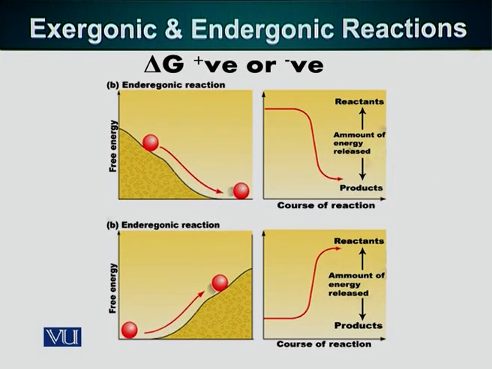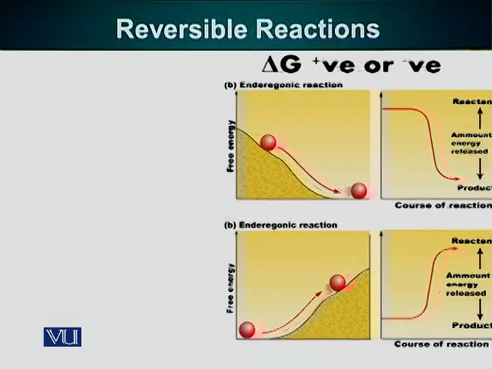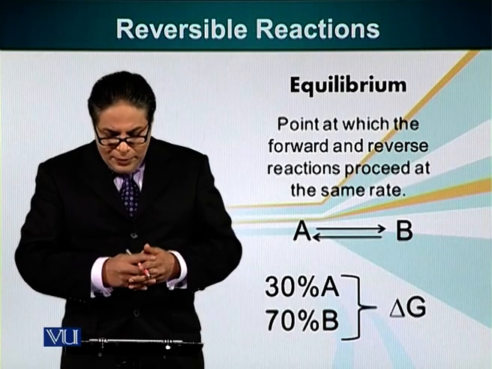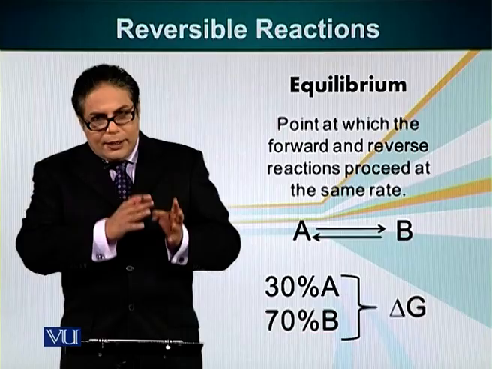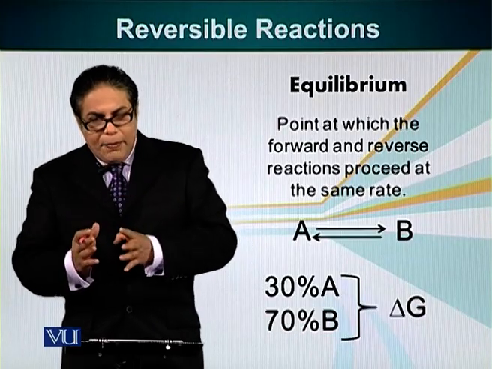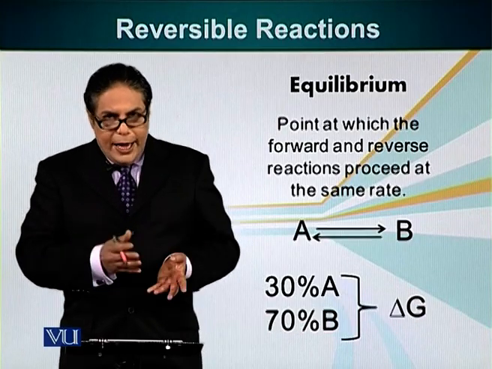In biology, these reactions are not always one-sided. If a reactant can become a product, the product can also become the reactant. So these are reversible reactions. Let's look at a hypothetical example. A is converting into B. B can also convert to A.